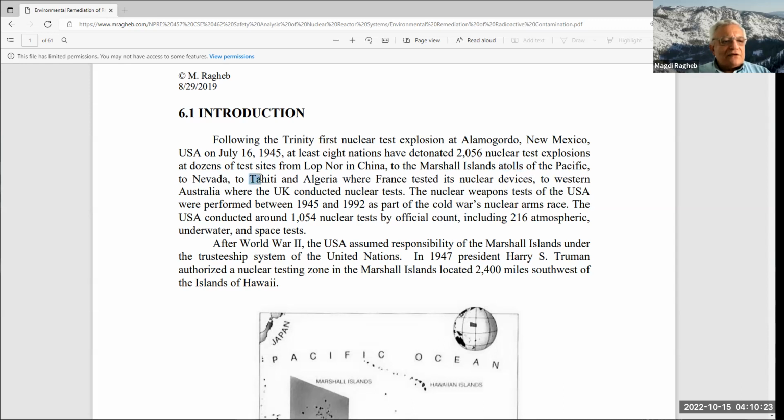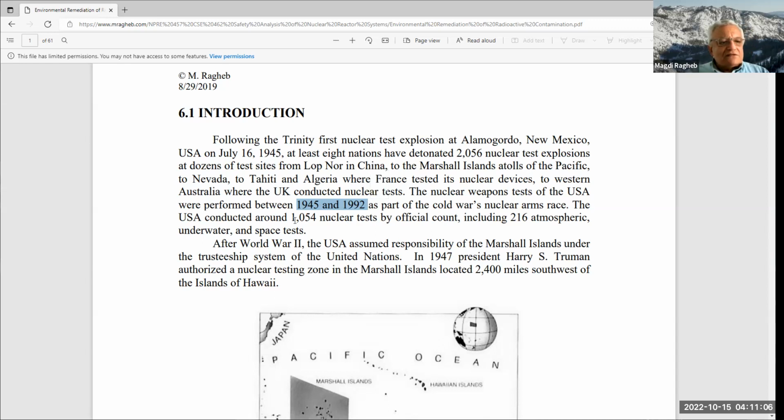The French carried out their testing in the Sahara Desert in Algeria. That was one of their colonies. But they also conducted tests in Tahiti, an island that they control in the southern hemisphere. So the only tests happening in the southern hemisphere happened in Australia by the British, and in the island of Tahiti by the French. The nuclear weapon tests of the United States occurred between 1945 and 1992, in a period that was a nuclear arms race between the United States, the European nations, and the old Soviet Union.